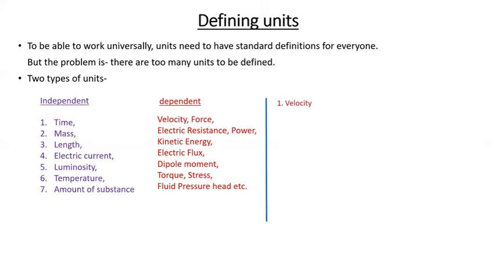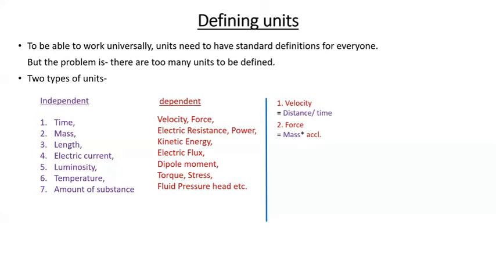Let's consider velocity first. Velocity can be written as displacement by time. We all know that. Now, displacement or distance can be written in terms of length, that is the third independent quantity in our list, and time. You can see that both of these units are independent, but velocity itself is dependent. Let's consider another one, force. From Newton's second law of motion, you know that force is equal to mass into acceleration. Here mass is independent, but acceleration is not independent.